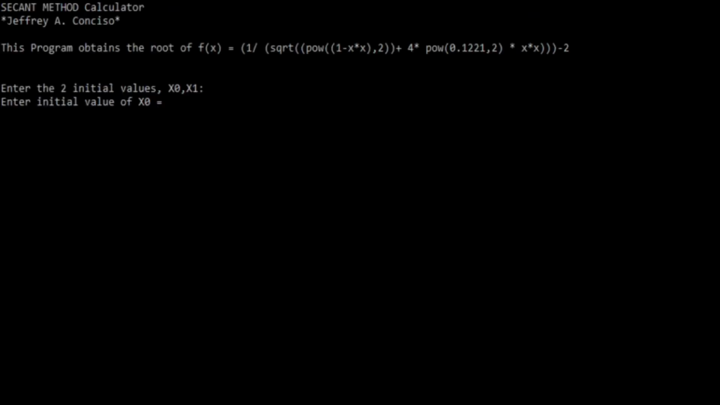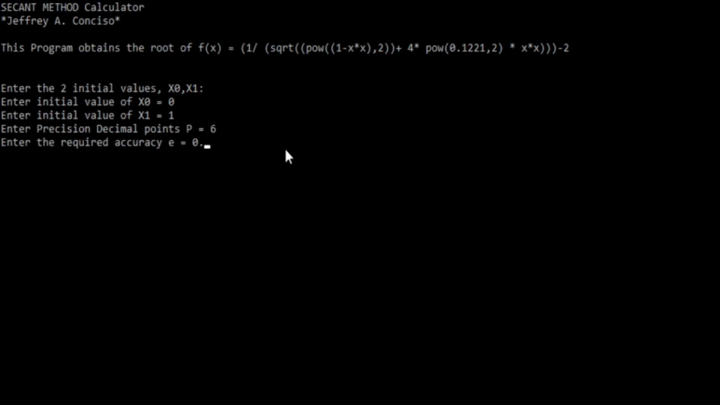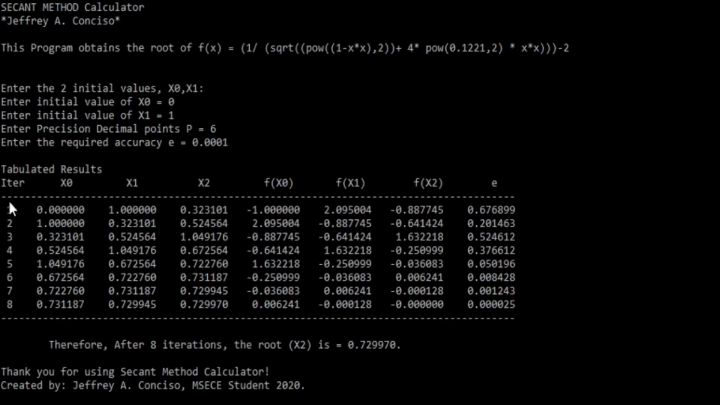Now this program obtains the root of the function f of x equal to 1 over the square root of 1 minus x raised to 2, plus 4 times 0.1221 raised to 2 times x squared, minus 2. So we will input the initial value x sub 0 is equal to 0, x sub 1 is equal to 1, and the precision set to 6, and then the accuracy we will set to 0.001.